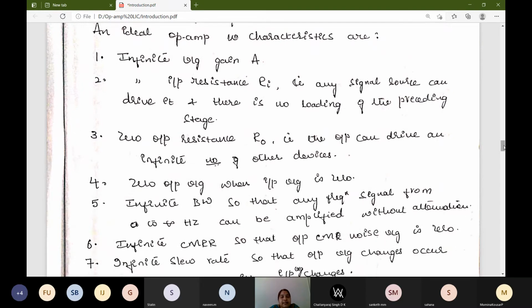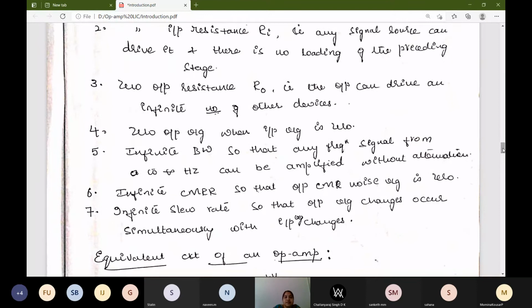The ideal characteristics: the voltage gain. Whatever we saw now, the gain is equal to output voltage divided by input, so that should be infinite. The voltage gain should be infinite, and the input resistance also should be infinite. Infinite input resistance Ri, that is, any signal source can drive it and there is no loading of the preceding stage. And the output resistance should be 0, that is, output can drive any infinite number of other devices. These are the ideal characteristics.